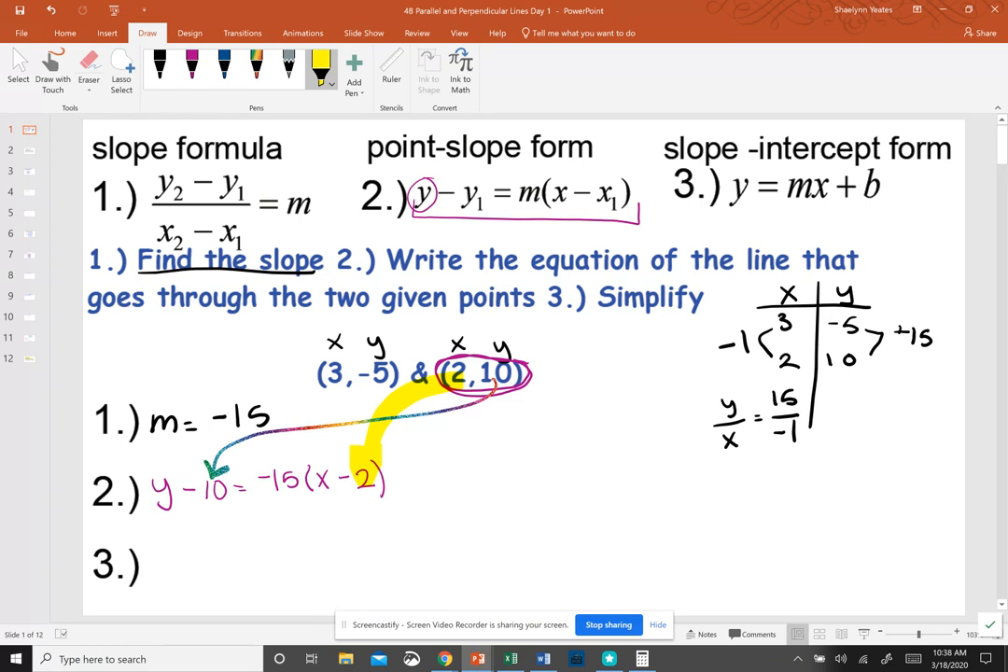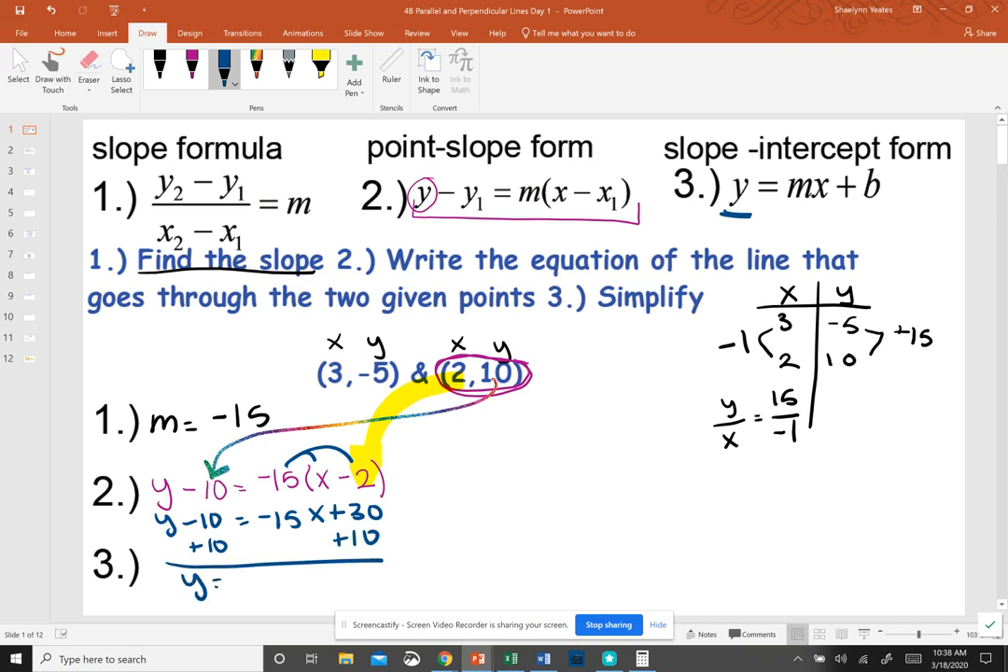Okay? All right. And then my next step is to simplify. So my first thing I'm going to do is I'm going to distribute my -15. So then I would have y minus 10 equals -15x plus 30. Then from here, I want to make it only y on the one side. So I'm going to add 10 to both sides. So I have y equals, and then I have a -15x plus 40. And there's my equation, y equals mx plus b.